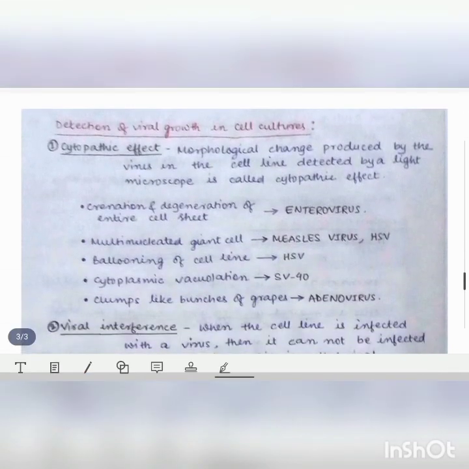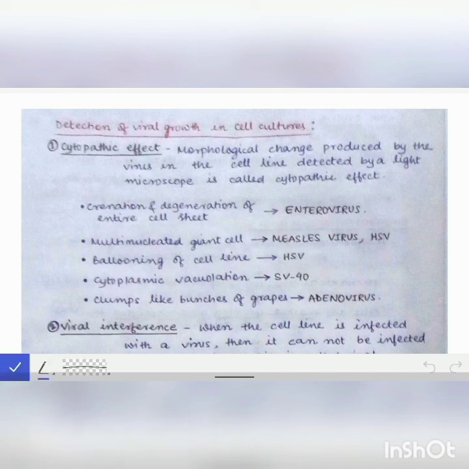Now once the virus has been grown over the cell lines, how will we detect whether the virus has grown or not? There are different methods to detect the growth of virus in the cell culture. So, detection of the viral growth in the cell cultures. The first thing by which we can detect is the cytopathic effect.